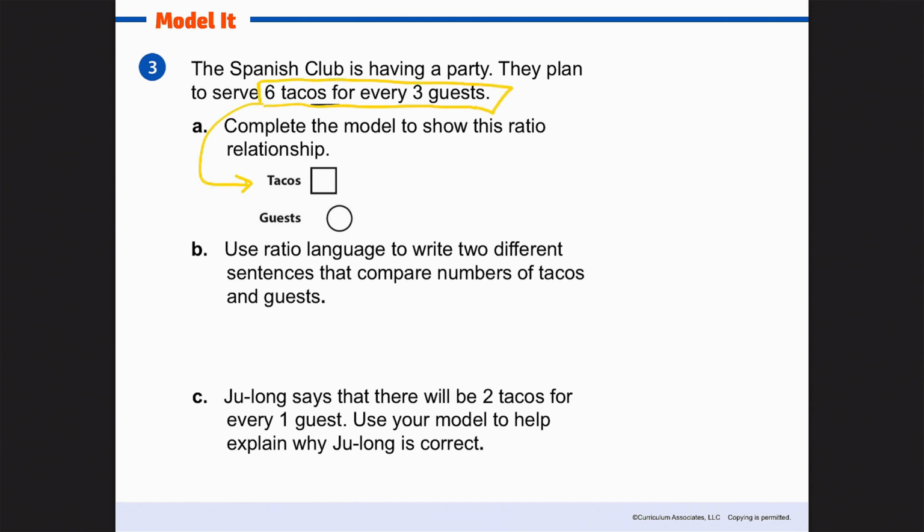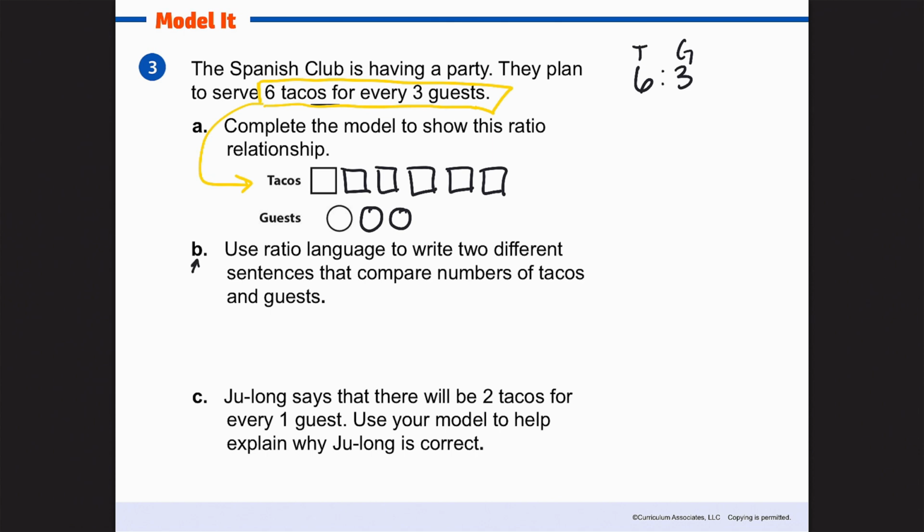Okay, first I'm going to write my ratio. So it says that I have 6 tacos for every 3 guests. Okay, so I'm just going to go ahead and write 6 tacos. 2, 3, 4, 5, 6. 6 tacos. Then when I look back at my ratio, it says I need to write 3 guests. So 1, 2, 3. So now I've completed my model. Now I'm going to move on to B.